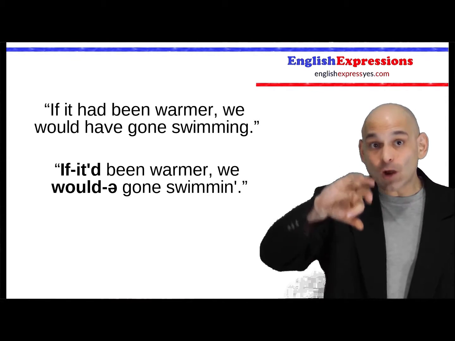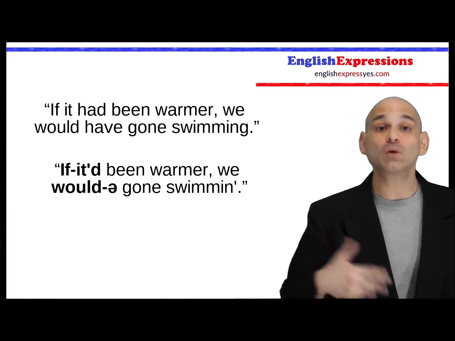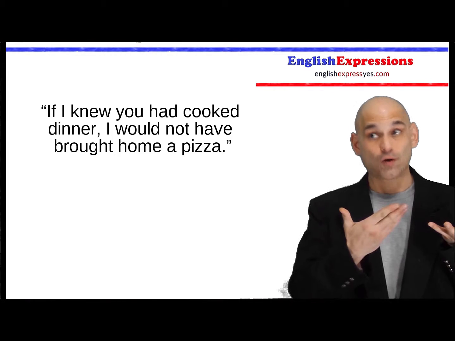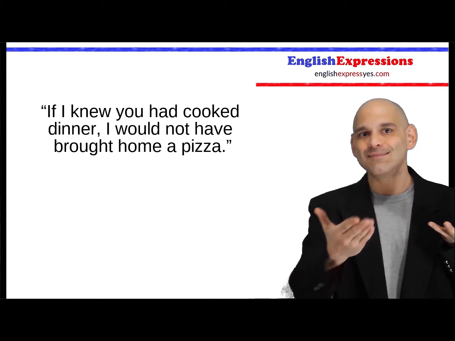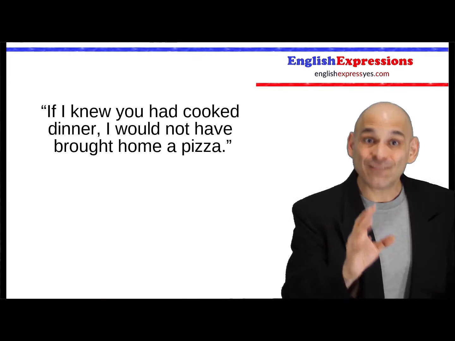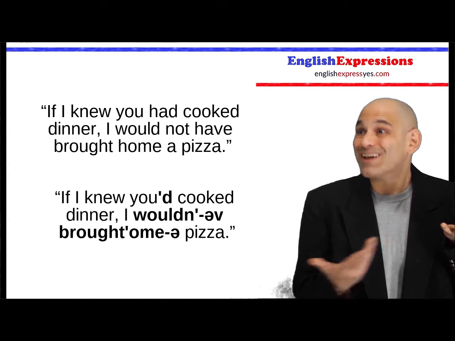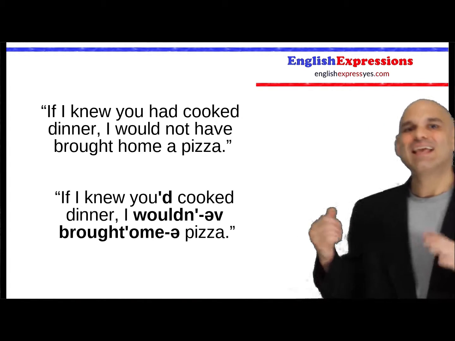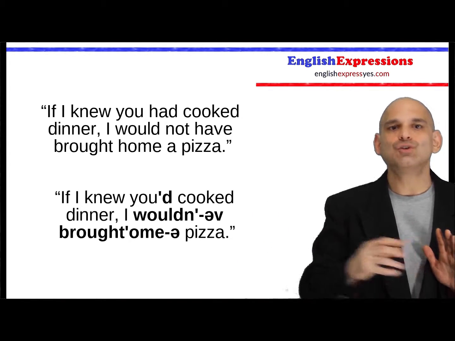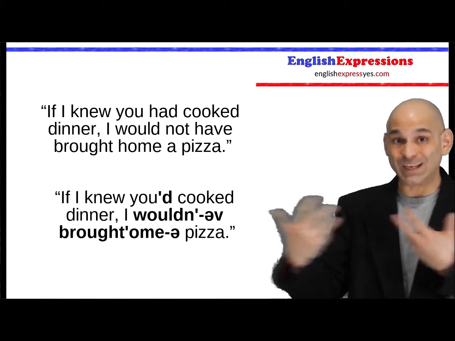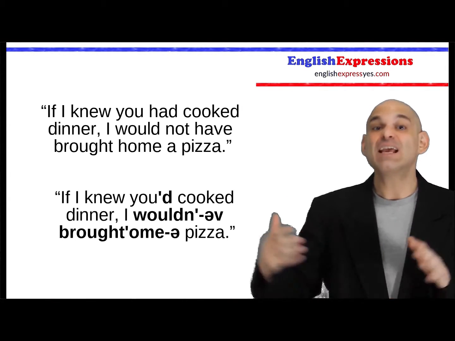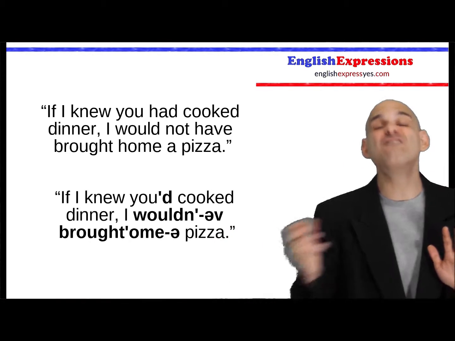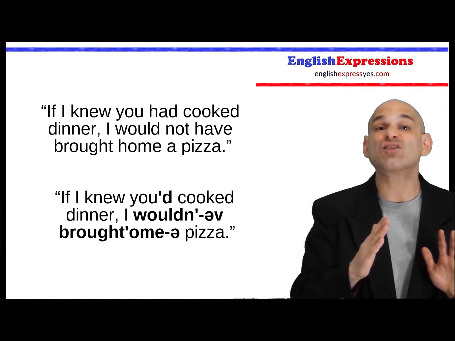Now, sometimes we drop the G in ing verbs. Sometimes we leave it. If I knew you had cooked dinner, I would not have brought home a pizza. Native English speakers don't say that. A native English speaker would say, if I knew you'd cooked dinner, I wouldn't have brought home a pizza. Okay, so if I knew you'd, okay, so we link. That's the contraction, actually. If I knew you'd cooked dinner, I wouldn't have. Now, I think I said I wouldn't have brought.